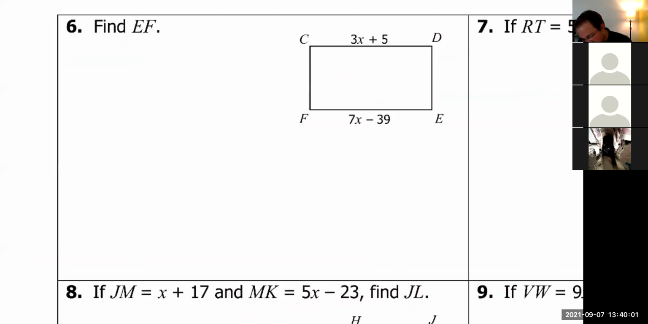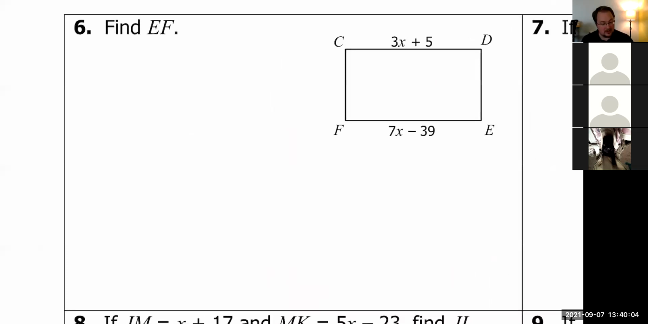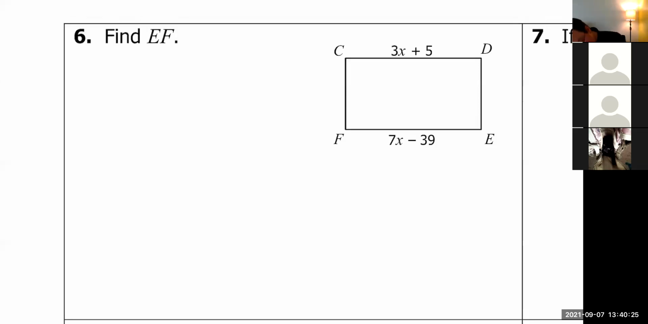Number 6. This is very similar to our parallelogram page. Find EF. And I've been given expressions of 2 sides. What could I set up here? They're equal to each other. They are equal to each other because they are opposite sides. And opposite sides in parallelograms, therefore also rectangles, are congruent. So 7x minus 39 must equal 3x plus 5.